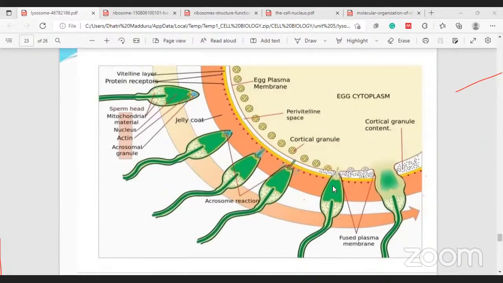of the sperm. So finally the head group is in contact with the egg cell, and it releases all its components. That means especially nucleic acid will be released into the egg cell, and this nucleic acid fuses with the nucleic acid of the egg, and the zygote is formed.